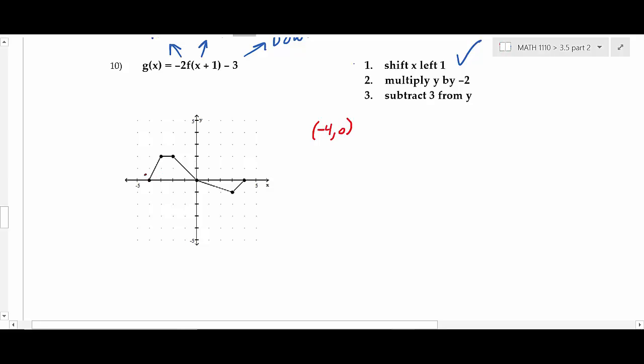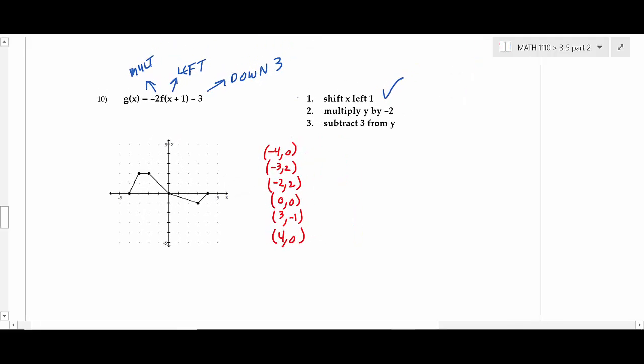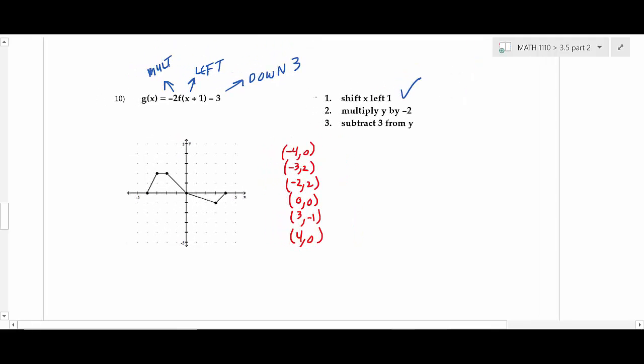So I'm just going to write these points out. That's -4, 0. That's -3, 2. Then I've got -2, 2. And then 0, 0. Then I've got 3, -1. Then I've got 4, 0 like that. Now all I'm looking for is the final product on this. You can do this all in your head if you want to.